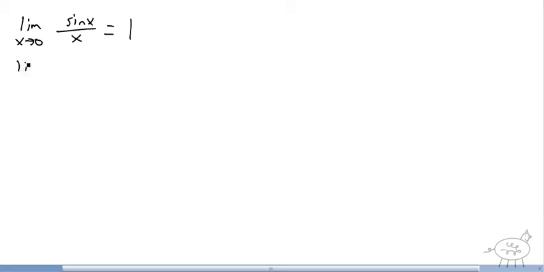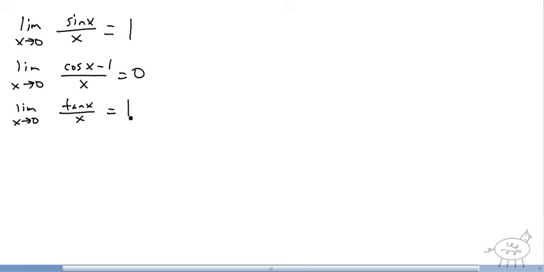We also did the limit as x approaches 0 of cosine of x minus 1 over x, and that equals 0. And then we did the limit as x approaches 0 of tangent of x over x, and that equals 1. Okay, so those are pretty important.